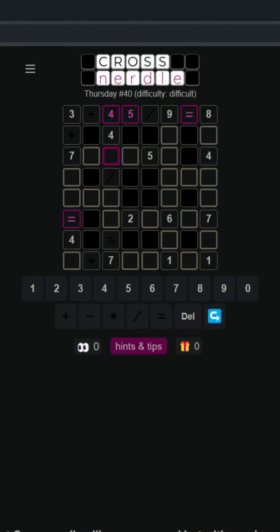Unless I'm wrong with the top. And this one is difficult. I don't want to press the hint button, but I might have to. I'll just press it once. Okay. Oh, that's what it does. It just lets me know. At least I am perfectly sane.